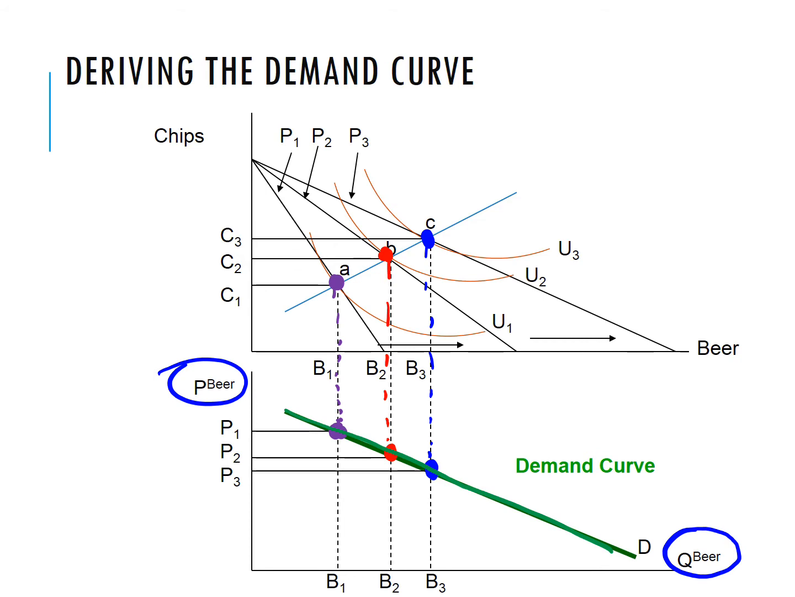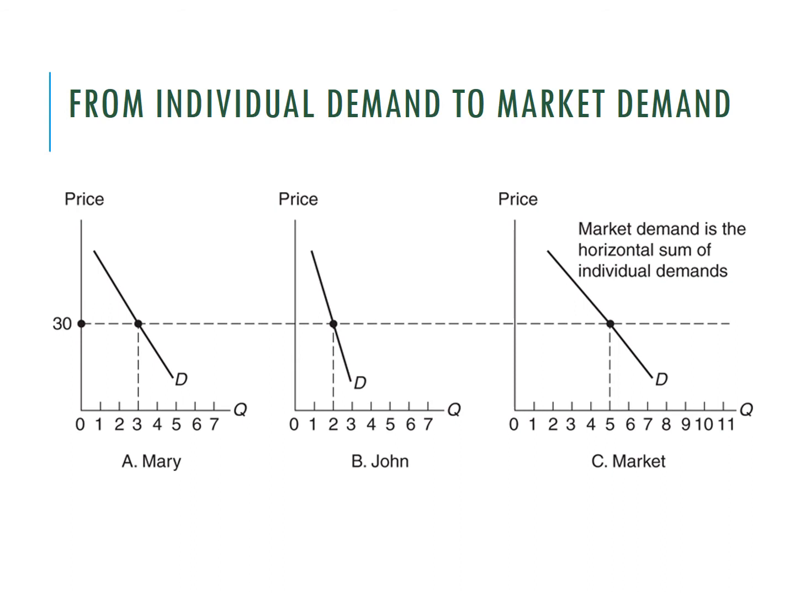So here we have a two-person economy, just to keep it really simple. So we have Mary and we have John. And we know, say at a price of 30, that Mary buys 3 and John buys 2. So all we have to do is add up Mary and John's consumption at all possible prices. And we know that at 30, that will be a total of 5. So we do that at all possible prices, and we end up with a downward sloping market demand curve.